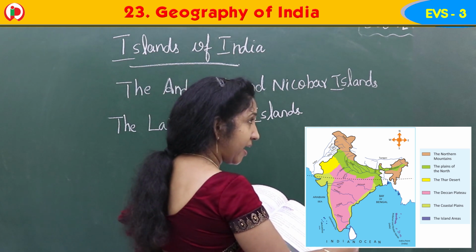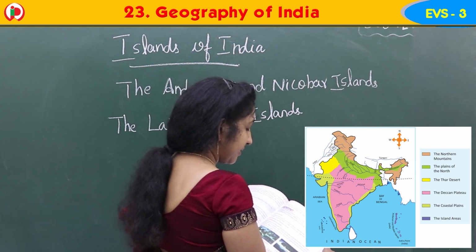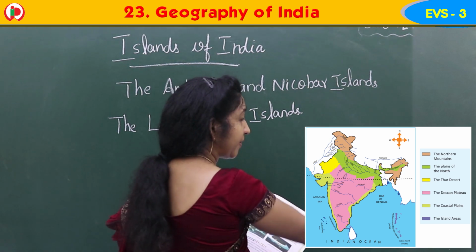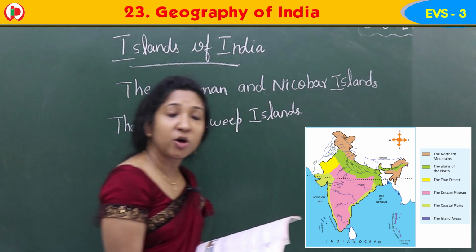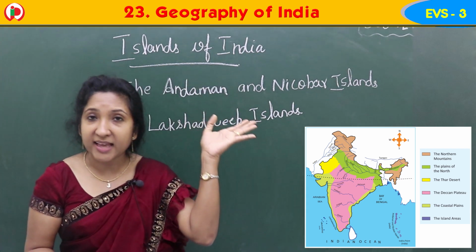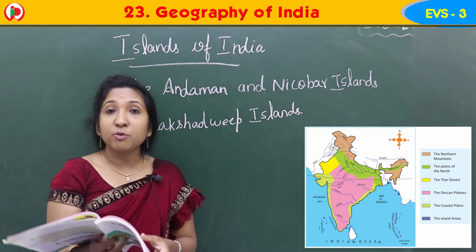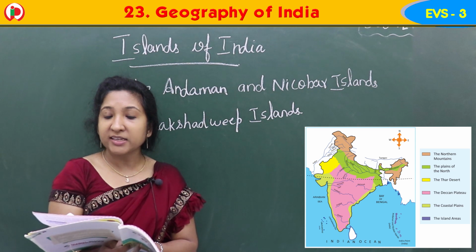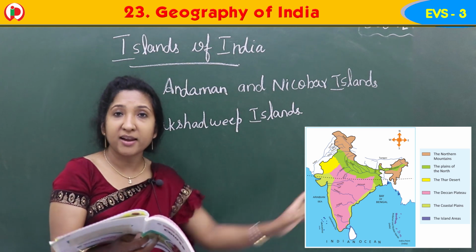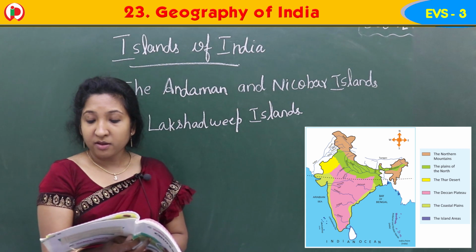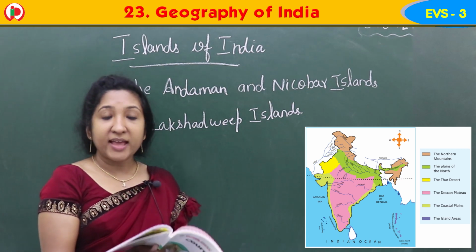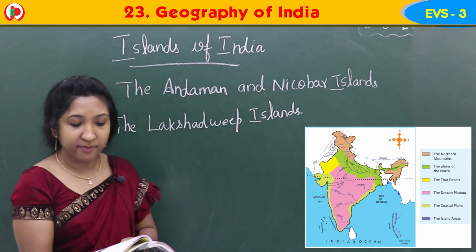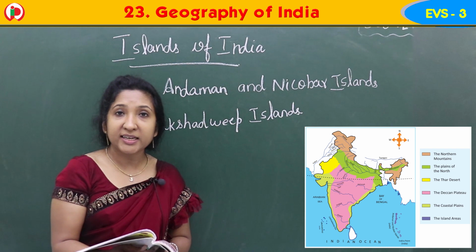This Andaman and Nicobar Island lies in the Bay of Bengal in the eastern part. In India map you can see Andaman and Nicobar Island. That dark blue color represents island areas. You can see Andaman and Nicobar Island on the Bay of Bengal side, eastern side. And Lakshadweep Islands you can see here, western part, in the Arabian Sea side. In India map you can see it clearly.